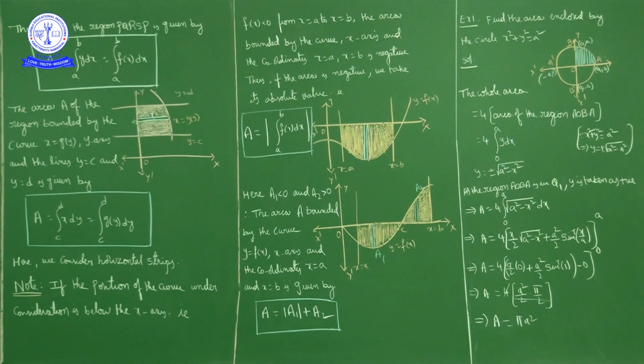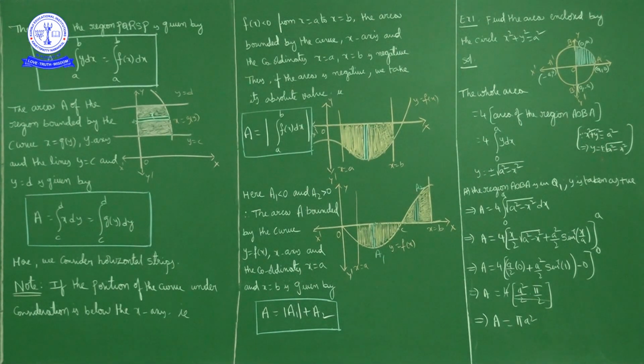Again, the same problem we can solve using x limits also, y limits also. Here we solved using x limits. Now by taking horizontal stripes, what can we do? Integral 0 to a, the y limit is also 0 to a only, no? 0 to a, x dy. So for x dy, what can we write for x? As x square plus y square is equal to a square, x square is equal to a square minus y square.